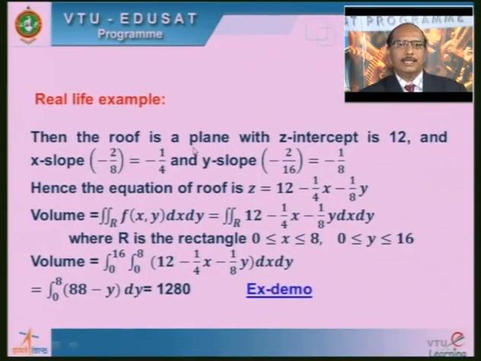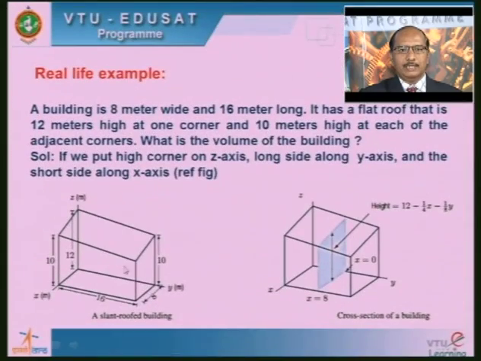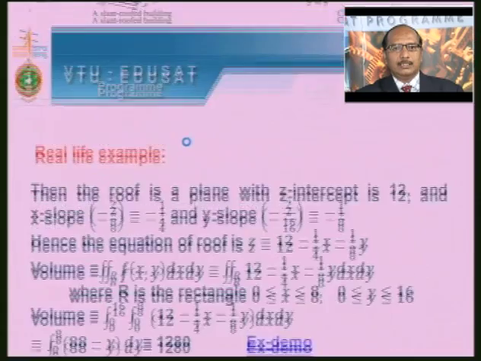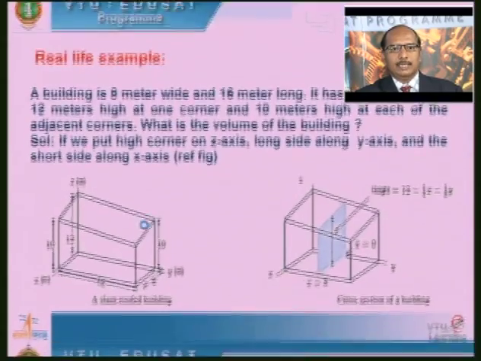The roof is a plane with z intercept 12. Intercept means the height on the z axis is 12, and the x slope is minus 2 by 8. How is it minus 2 by 8? You can see on this side the height is 10 meters and on this side, along the z axis, it is 12 meters. So the difference is 2 meters. 2 divided by 8, since 8 meters is along the x axis. Minus is taken because the slope is downward.